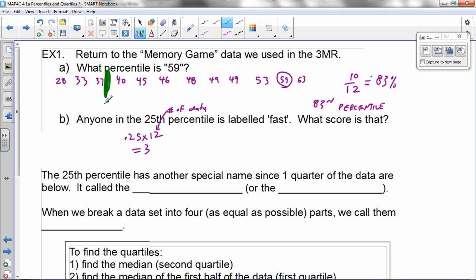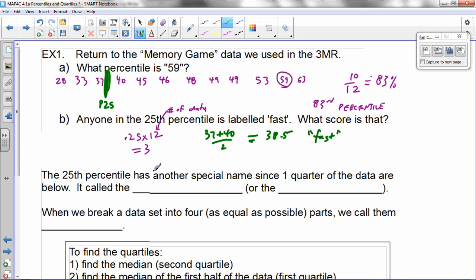Now, what spot is that? This is the 25th percentile. We'll call it P25. But notice that it's in between these two. So I'm going to go 37 plus 40 divided by 2. Anybody at 38.5 seconds or less is fast. That's the fast cutoff.